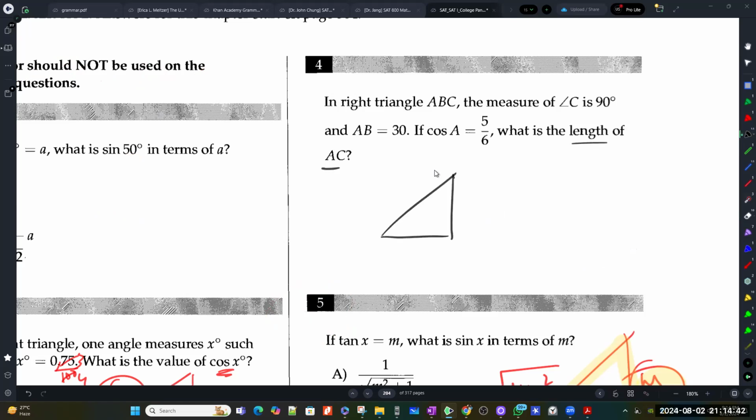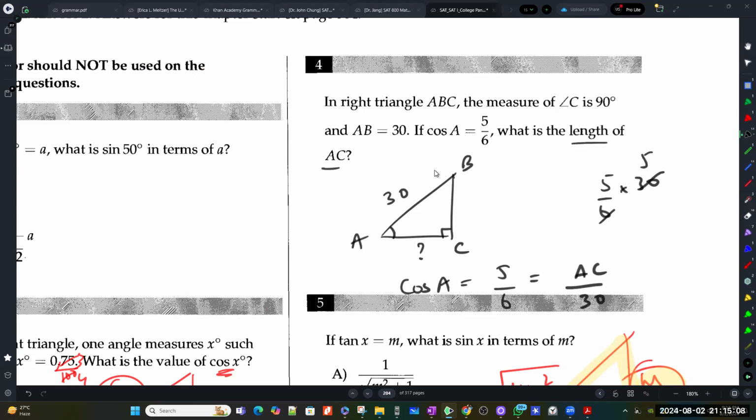So right angle triangle, C is 90. AB is 30. Cos A, this angle, is 5 by 6. AC chahiye, which is AC over 30. So this is what you did, Ayat. 5 by 6 times 30. 6 5s are 5s are 25. I'm getting 25. Did I make a mistake?